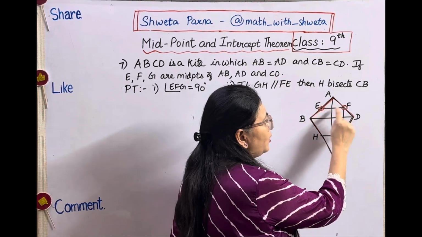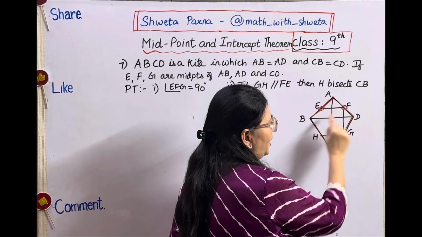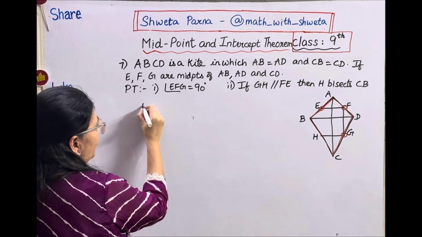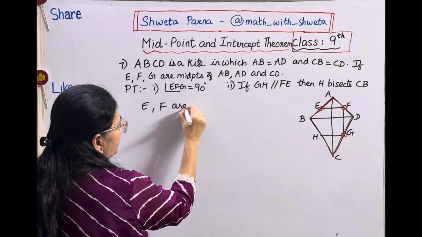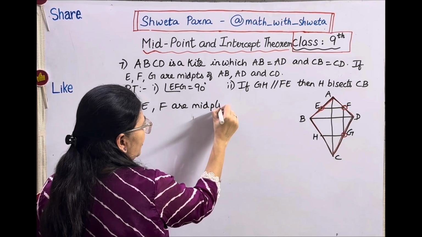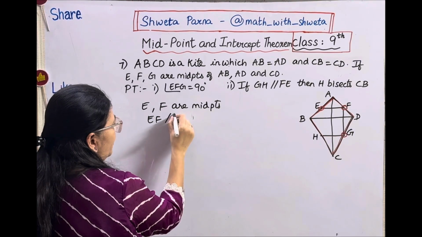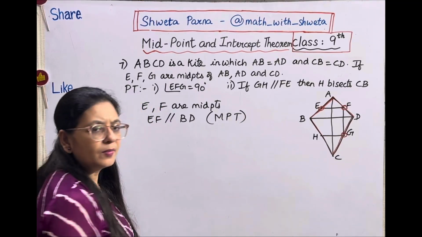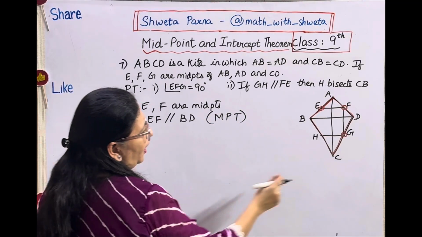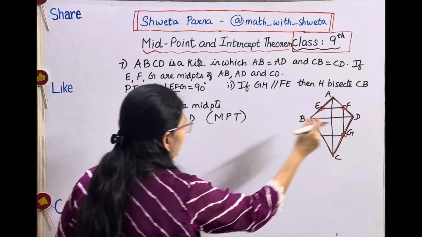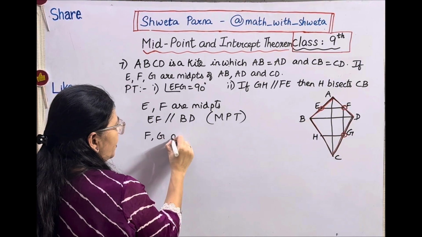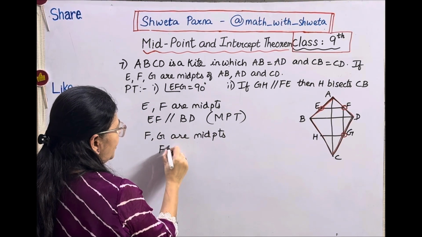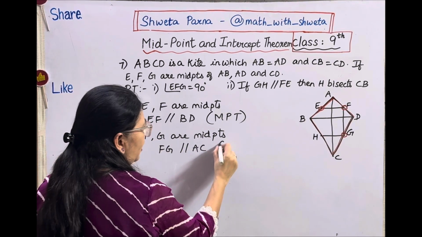See, it's easier to understand the question. Now, when these two are the midpoints, that means EF would be parallel to BD, correct? So, since E and F are the midpoints, therefore EF will be parallel to BD. What is the reason? Midpoint theorem, correct? In the same way, I will take F and G, both are midpoints. So, that means FG will be parallel to AC, again midpoint theorem.